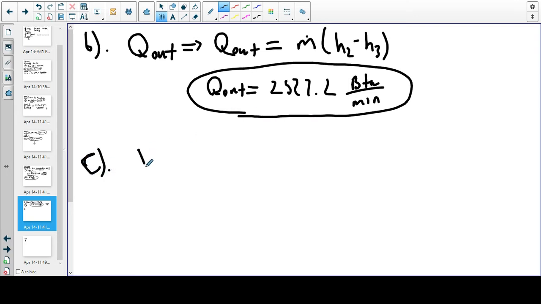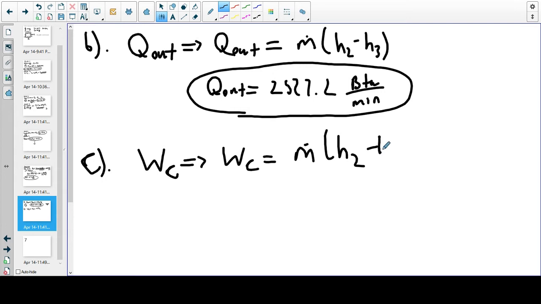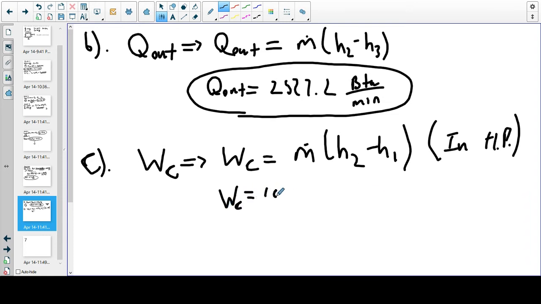Part C. Part C for this one is work of the compressor. Now they want us to turn it into horsepower rather than BTUs per minute, because, well, they hate us. So we have to do a bunch of conversions. I think I'm going to write this part out. Whenever we have a very simple answer like Q out above, I'm not going to write it out because that one's pretty trivial.